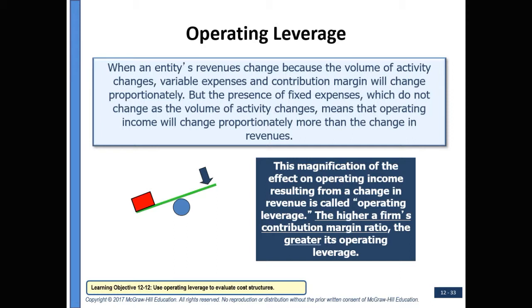Now, another aspect that you would be concerned with as a manager is operating leverage. When an entity's revenues change because their volume of activity changes, variable expenses and contribution margin change proportionally. But the presence of fixed expenses, which do not change as that volume of activity moves, means that operating income will change proportionally more than the change in revenues. This magnification of the effect on operating income resulting from a change in revenues is called operating leverage.